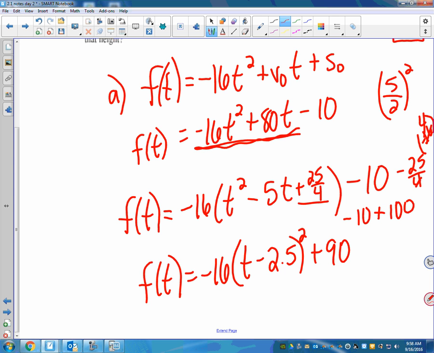So yes, I know this is a little bit of work, but I like it because if you do the negative b over 2a, that only gives you one part of the vertex, and you still have to plug it back in. So you still have to do some work, but I'm okay if that's what you want to do. But I like this because I can look at this and say, well, my vertex is (2.5, 90). This is the x, this is the y, so that means it goes 90 feet in the air, and it takes 2.5 seconds to get there.